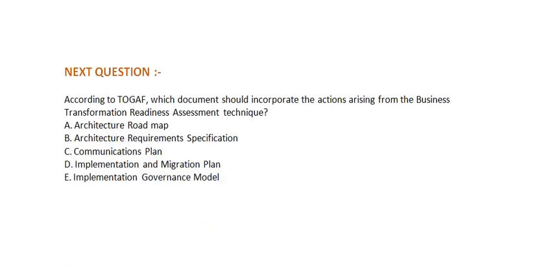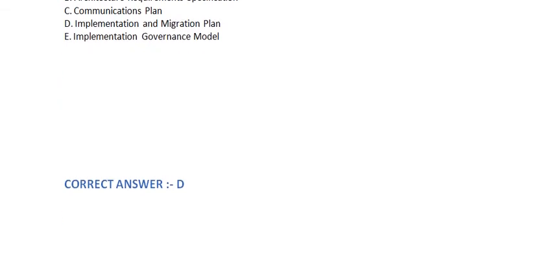Next question is, according to TOGAF, which document should incorporate the actions arising from the business transformation readiness assessment technique? Option A, architecture roadmap. Option B, architecture requirements specification. Option C, communications plan. Option D, implementation and migration plan. And option E, implementation governance model. The correct answer is option D.